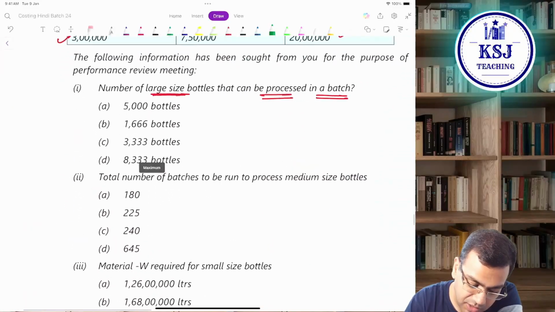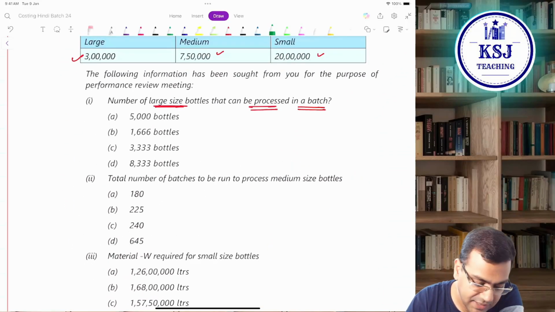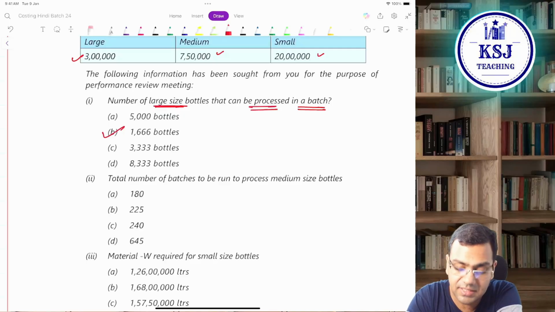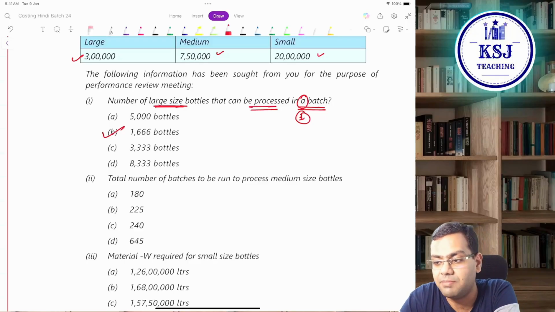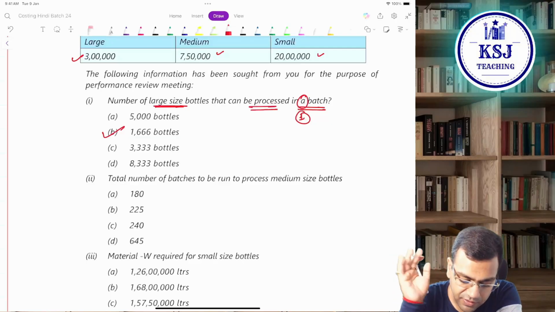So let's see how many bottles of the large size. For large size, it is 1666 in one batch. In one batch, how many bottles can you manufacture? One batch capacity is 5000 liters, and a large bottle is 3 liters. So how many bottles of 3 liters fit in a 5000 liter batch capacity?